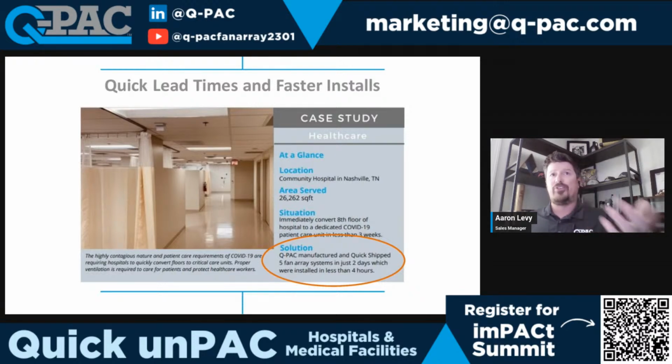So this is a case study we did for a healthcare facility in Nashville, Tennessee. It happened right in the height of COVID, and their whole 8th floor that they were bringing back online had gone down. They asked us to quick ship it, and they needed it in less than 3 weeks. They were limping it along with spare equipment. We were able to build it in, I think, less than 2 weeks. It was like 2 days. We did it in 48 hours. We had all the components built and shipped to them, and after they removed the old equipment, they had it installed in less than 4 hours.